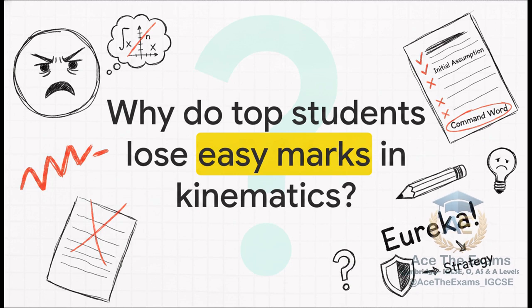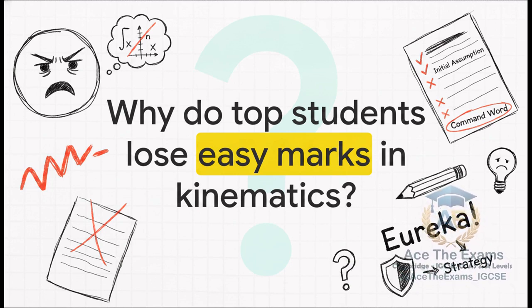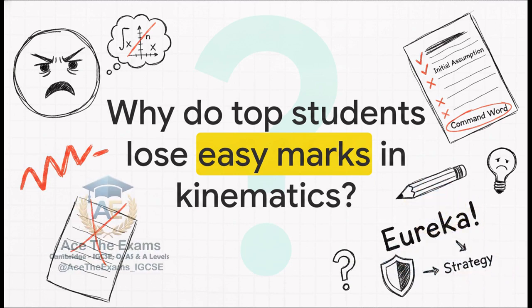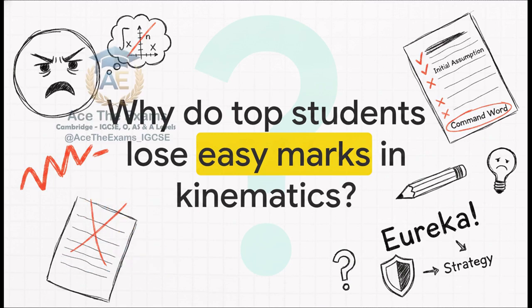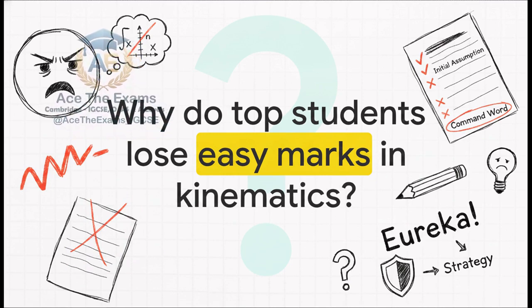Well, it usually happens precisely because of the traps our friends Alex and Sam fell into. You might differentiate your displacement function perfectly to find velocity, but because you didn't explicitly state your initial assumption, or maybe because you completely ignored a crucial command word hidden in the prompt, your perfectly good math gets heavily penalized. It brings up that question we all completely dread.